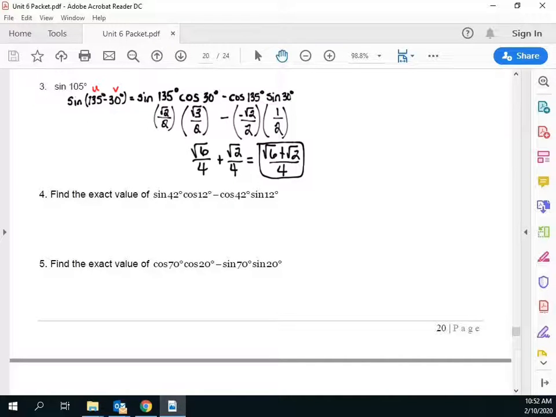What's the reference angle of 105? 75. Therefore, the sine of 105 is going to be the same thing as the sine of 75 because it's a reference angle. And all we've got to do now is, 105 is in what quadrant? 2.